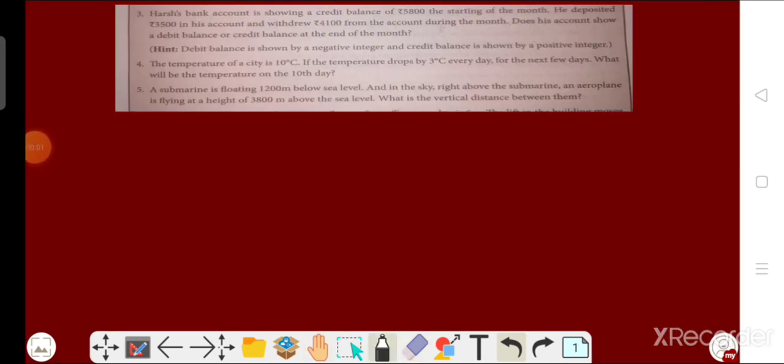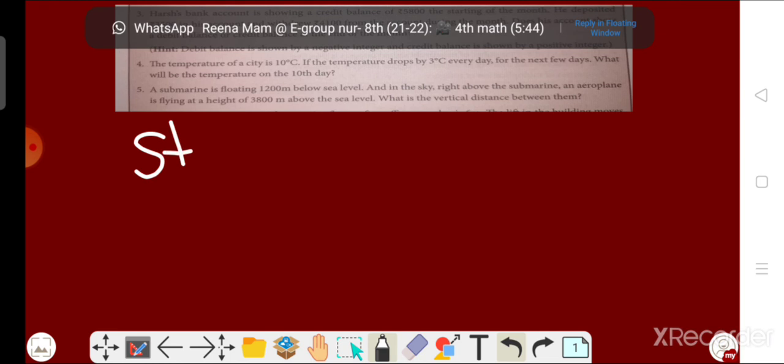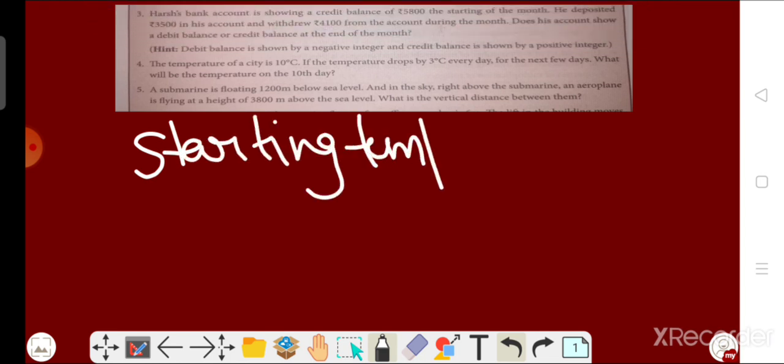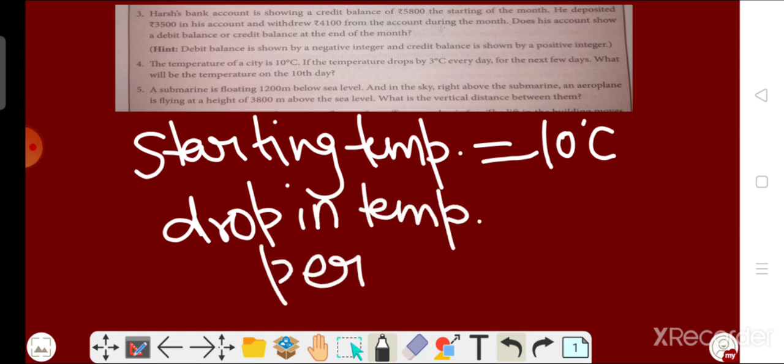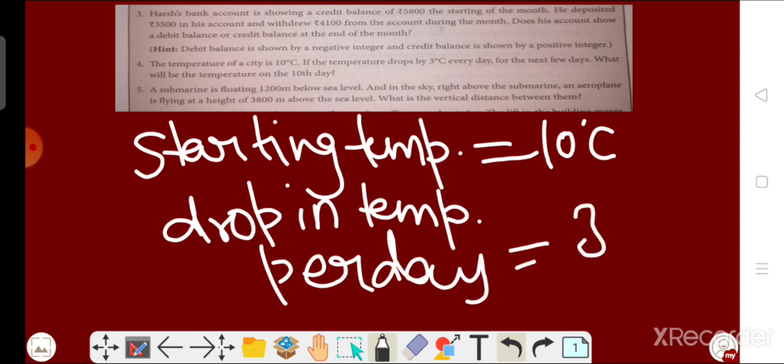Now look at question number 4, beta. In the 4th question, the temperature of a city is 10 degrees Celsius. If the temperature drops by 3 degrees Celsius every day for the next few days, what will be the temperature on the 10th day? Beta, in this question, the starting temperature of a city is given. So the starting temperature is 10 degrees Celsius and the drop in temperature per day is equal to 3 degrees Celsius.